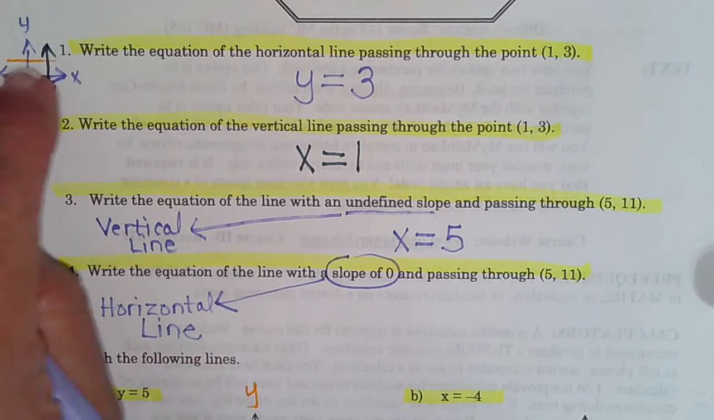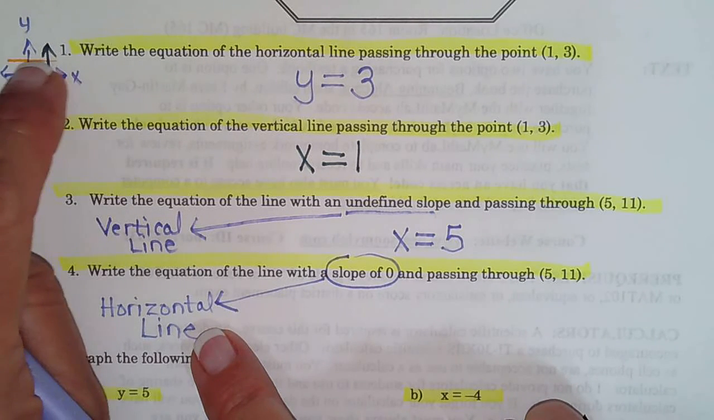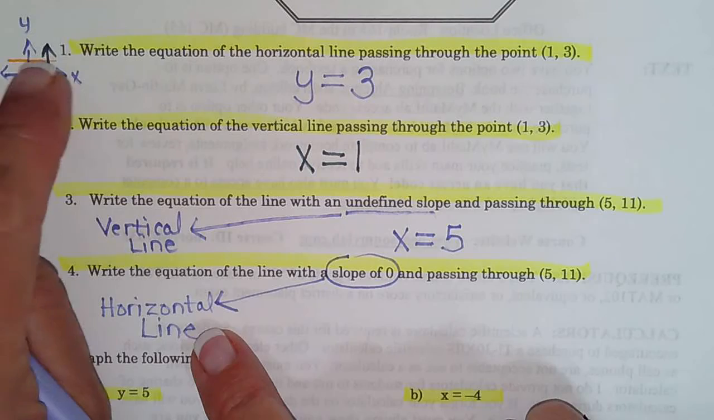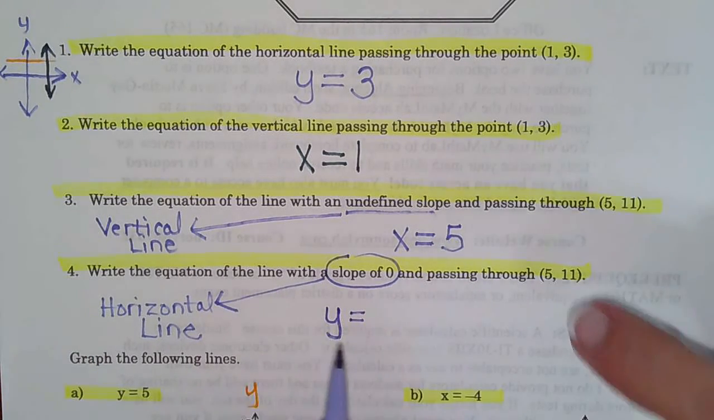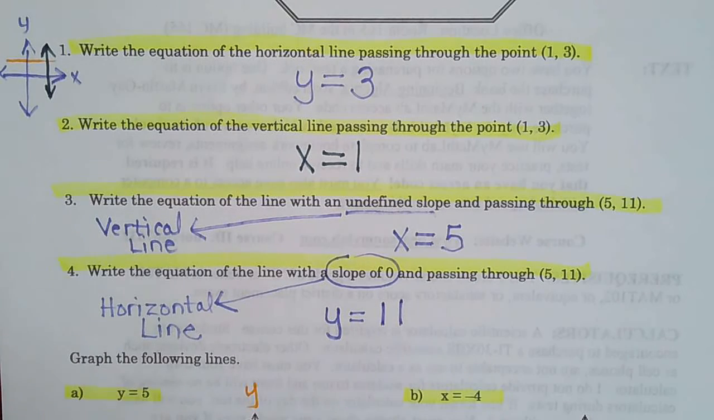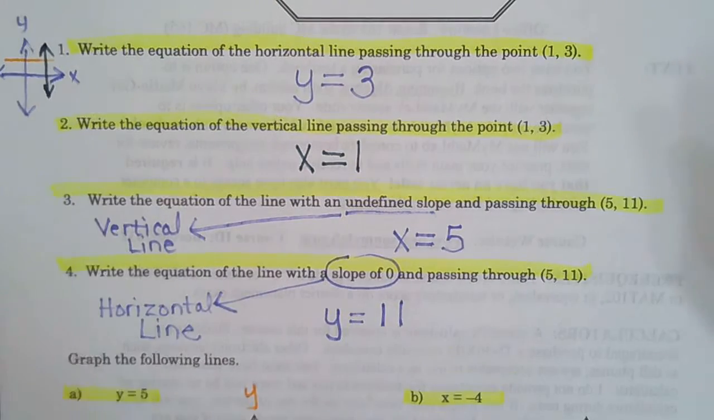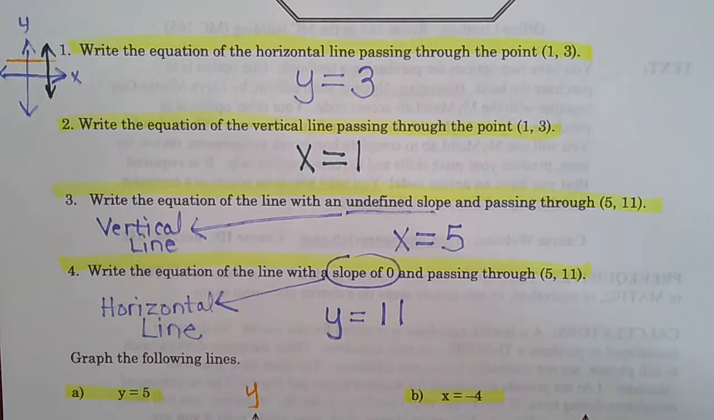Such a miser. So horizontal line only goes through the y-axis. So we know it's y equals, and we pull the y coordinate down, it's 11. So those are exactly how I worded them on the final. I said write the equation of a line given a slope, or write the equation of a vertical line, or write the equation of a horizontal line. And then I also have you graph both of them.